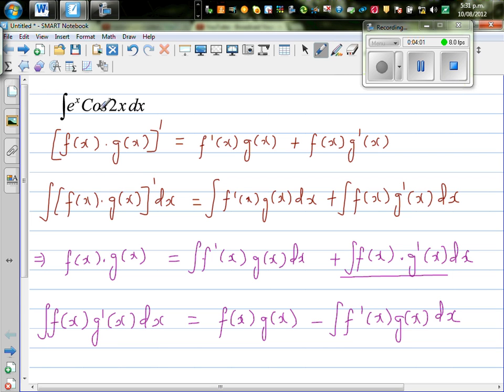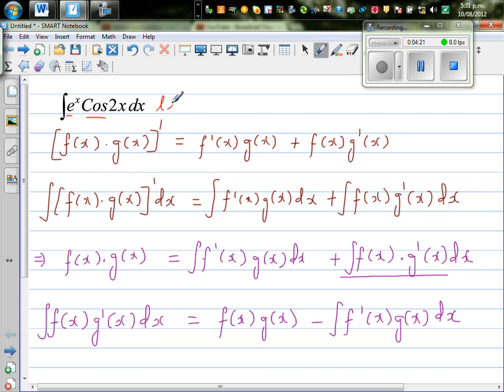Okay, so here you've got two functions. This is one function and this is the other function. Now you decide which of them you're going to take as an original function and which you're going to take as a gradient function. Okay, let me do that first. If I say too much, you'll not understand. Okay, so I'm going to do it like this.